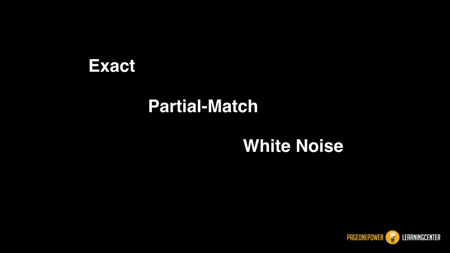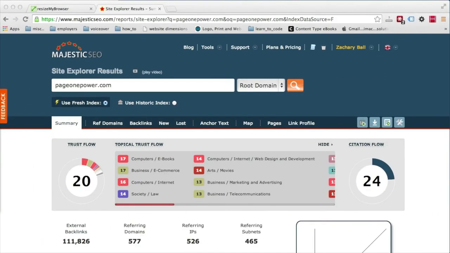I'm sure some of you are thinking to yourself, what is the right combination of exact, partial, and white noise anchor text? Unfortunately, there's no exact number to be used. Why? Because, well, that wouldn't be natural. Think of natural as random. If everyone's backlink profile looked the same, then it wouldn't be natural.